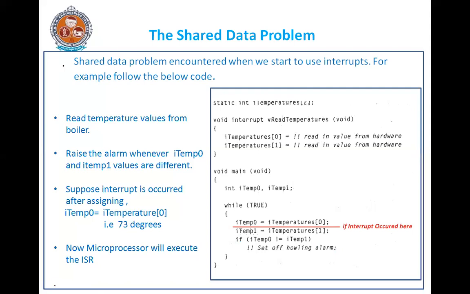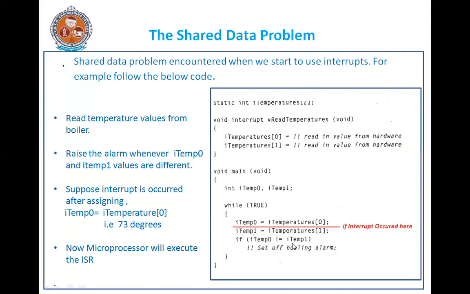Suppose an interrupt occurs after assigning iTemperatures of 0, then what happens? For example, iTemperatures of 0 has been recorded, and that value is 73 degrees. So iTemp0 is 73 degrees. After completing this instruction, an interrupt occurs. If the interrupt has occurred here, in this red color, what will happen?